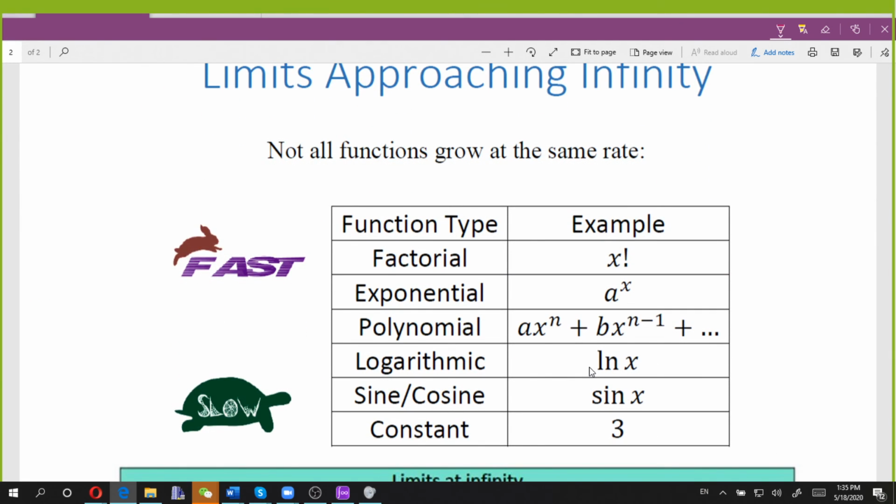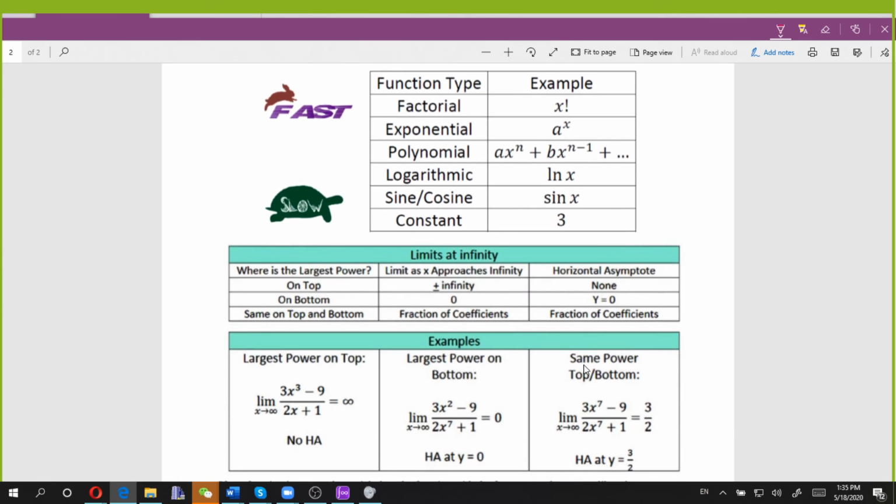For limits approaching infinity, if it's a polynomial and you've got your largest power on top, then you'll approach positive or negative infinity depending on the sign. So in this case, if I plug in infinity, I've got my largest power on top. And when I plug in infinity, both sides are positive. So that means my answer will be positive infinity. My largest power is on bottom. Here I've got x to the 7th power. I'm going to approach 0. And if my powers are the same, I'll approach the fraction of the coefficients. So in this case, 3 over 2.